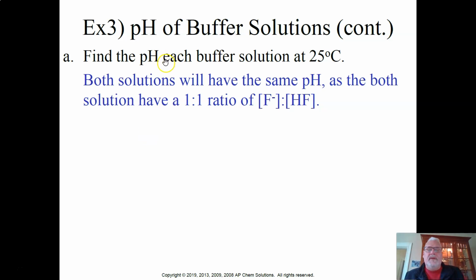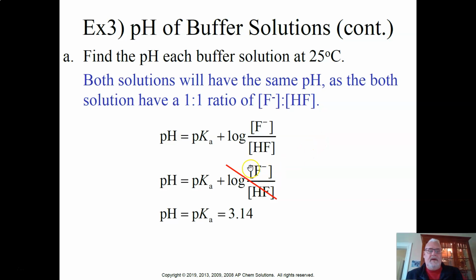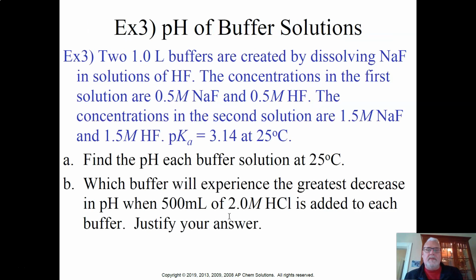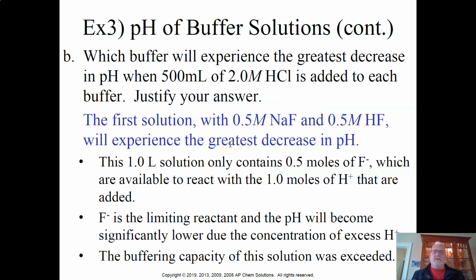So this is important. Both solutions have this 1-to-1 ratio. Okay, so if they have a 1-to-1 ratio, then this portion right here is not going to mean anything. So the pH equals the pKa, because that's going to be log of 1, which is 0, and so it'll just be a pKa of 3.14. And remember that was given to you, so now I know the pH of the solution.